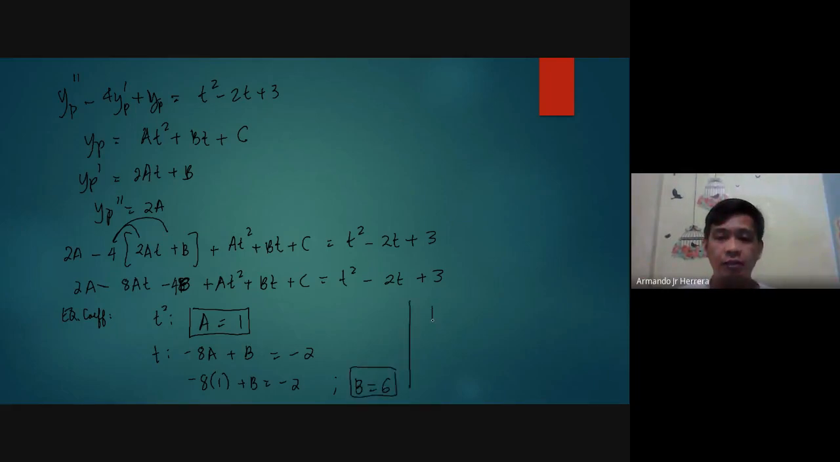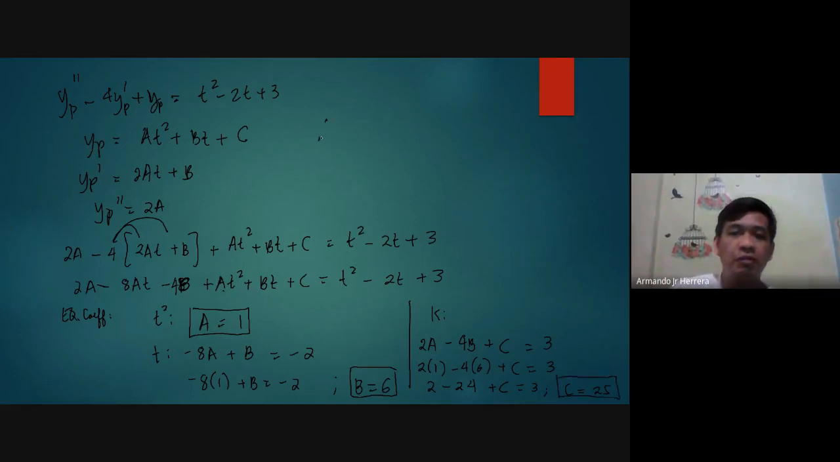Then for the constant term, 2a minus 4b, wala, plus c is equal to 3. Then 2a is 2 times 1 minus 4 times 6 plus c is equal to 3. So this is 2 minus 24 plus c is equal to 3. This is negative 22, transpose 25. So c is 25.